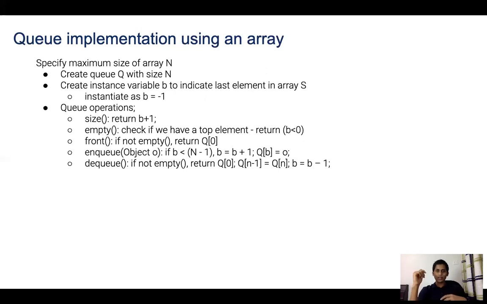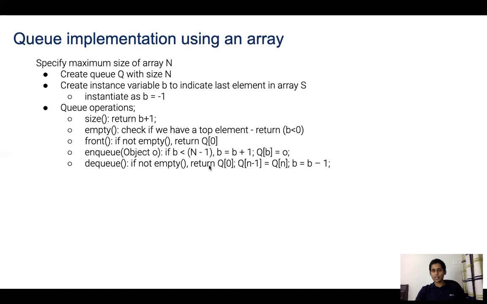Empty will check if there's a top element. If b is less than 0, or equal to -1, it'll return true. If it returns true, it's empty. If it returns false, it means it's not empty. For front, it's just going to check if there's an element at the top. And for enqueue, it's just going to add an element into our queue. The first thing we need to do is check if b is less than the size of the array.